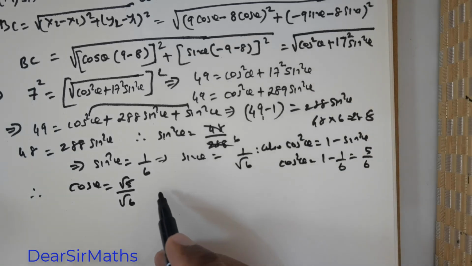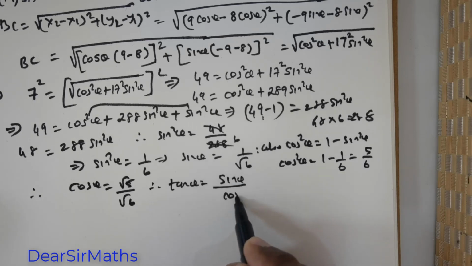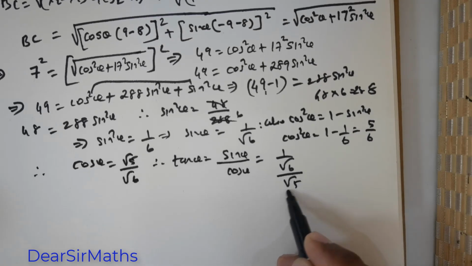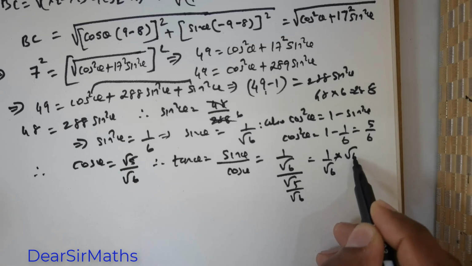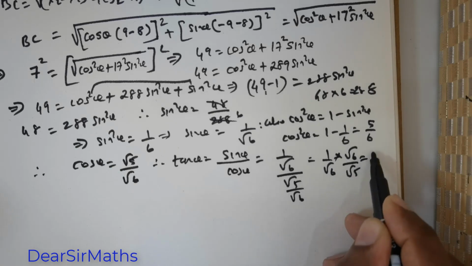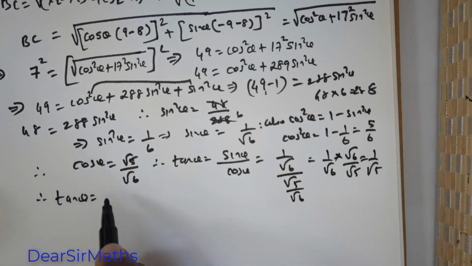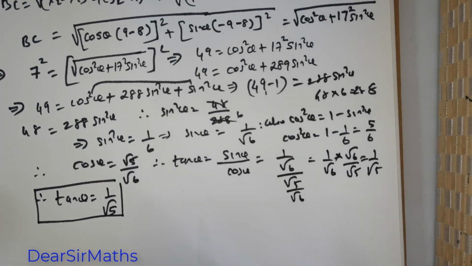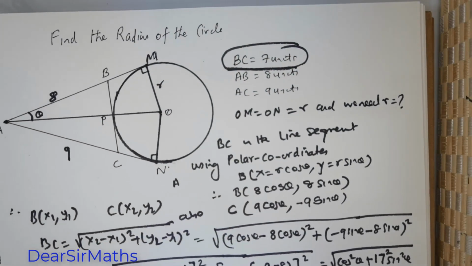Now from here I need tan theta. So therefore, what is tan theta? Tan theta is nothing but sine theta over cos theta. Sine theta is 1 over root 6. Cos theta is root 5 over root 6. So you flip it. 1 over root 6 multiplied with root 6 over root 5 will give you 1 over root 5. So therefore my tan theta is 1 over root 5. Simple trigonometric ratios.